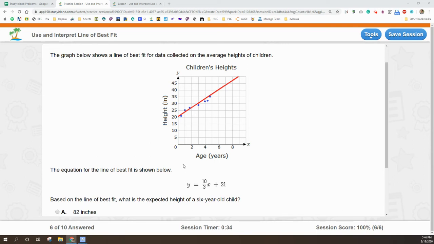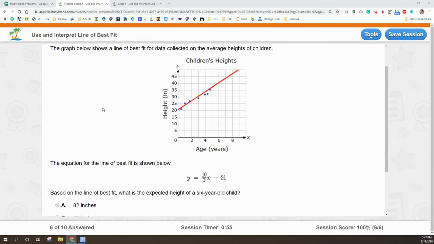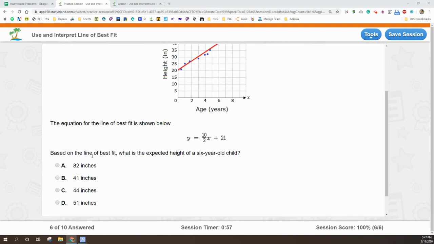Well, we have to find a 6-year-old child. The age in years is on the x-axis, and we can find 6 on the graph this time. As we follow 6 up, we can see it's just about 40, not quite, but definitely closer to 40 than 45. So those correspond with inches. So we're looking for about 40, 41 inches. When I get to the options, 41 is there. That's clearly the best answer.